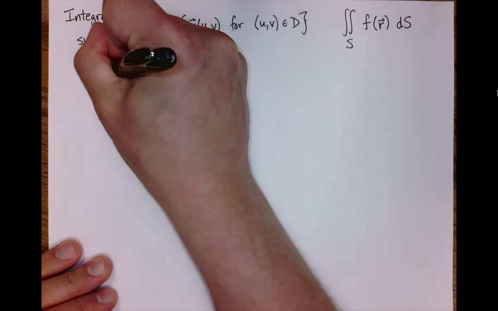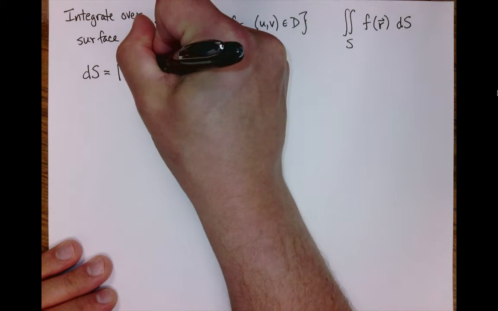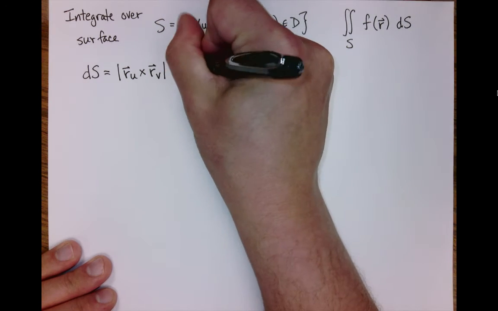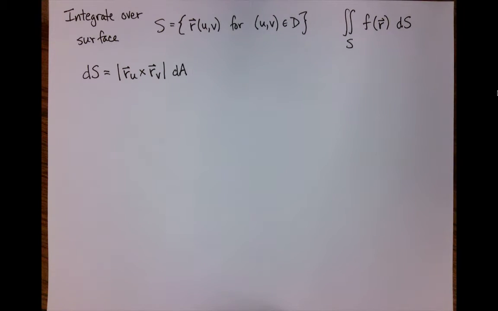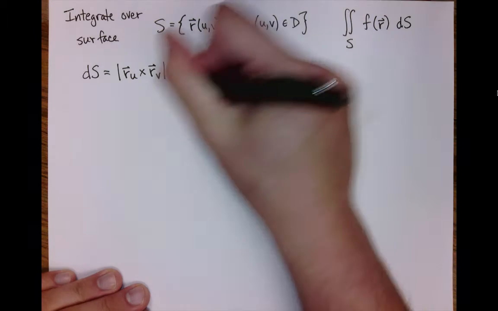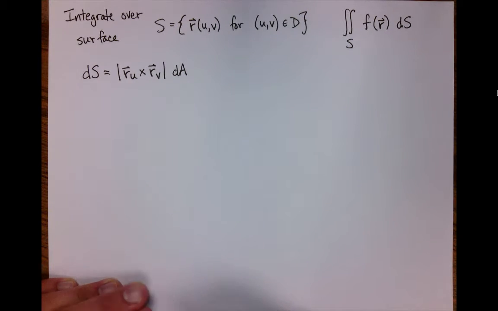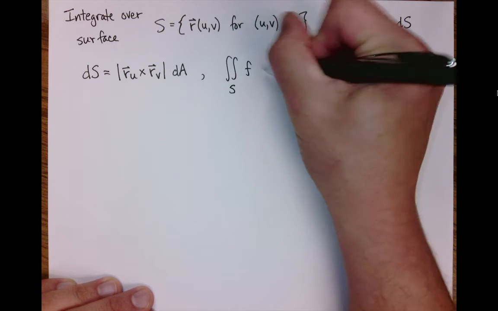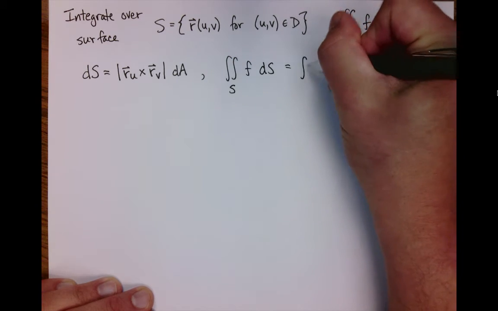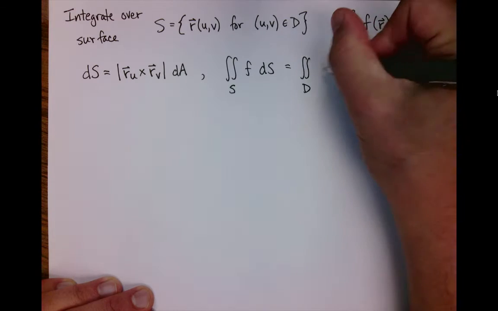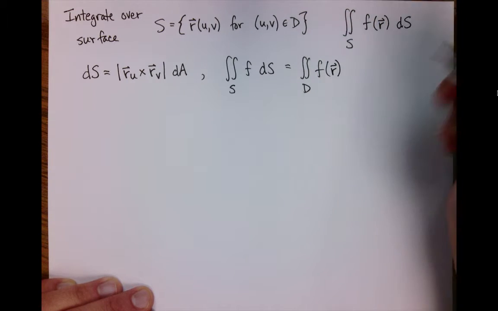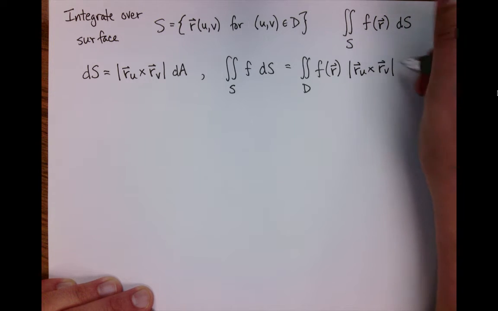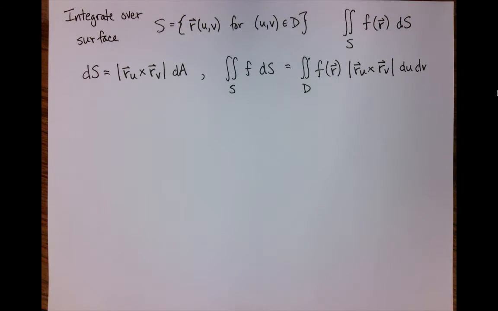So how could we compute this, or what does it mean? Well, based on what we observed last time, we can write that dS has a magnitude of |Ru cross Rv| times dA, where dA is in the sense of du dv. So that means that for practical purposes, the integral of f dS is really an integral over u and v, living in the region D, of this quantity, the magnitude of the cross product of the partials.